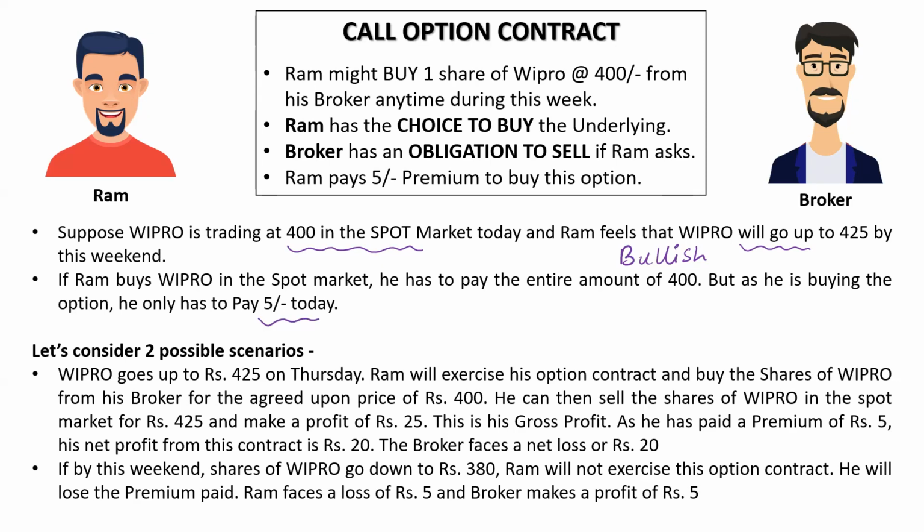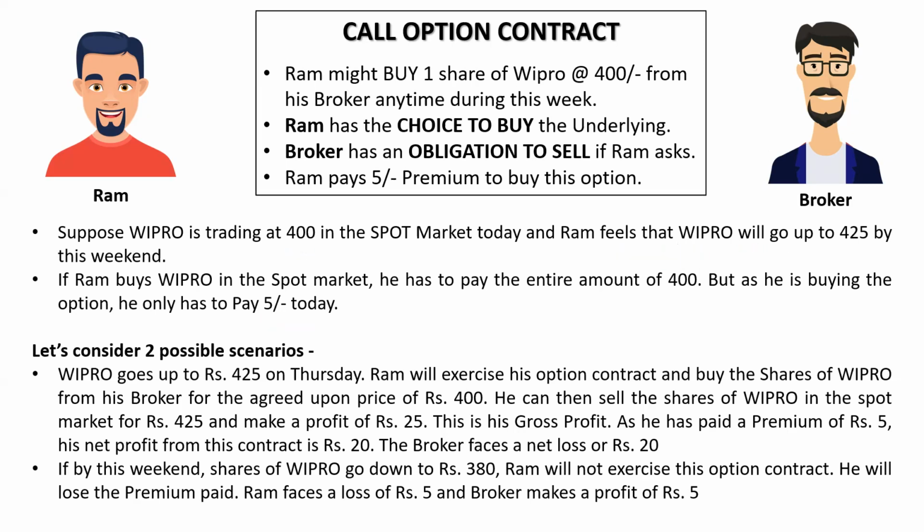So this is the reason why somebody wants to use the option contract. Because if you buy the underlying, if you buy the share of Wipro in the spot market, you have to immediately pay 400 rupees. But because you're buying only a contract, you have to pay only 5 rupees in order to buy this contract today.